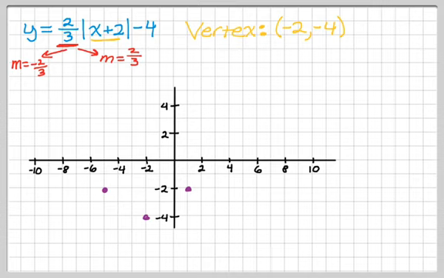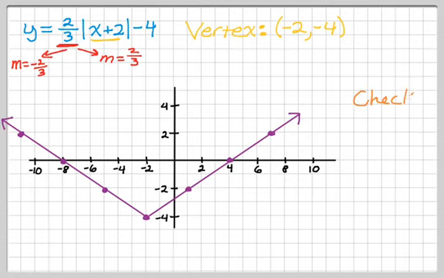From the point at 1, negative 2, I'm going to move up 2 over 3 to get to 4, 0. Then from the point at negative 5, negative 2, I'm going to move up 2, back 3, which takes me to negative 8, 0. And I'll do 2 more like that. Let me put in my graph. And now what I want to do is try to check. So that's my graph. I think I'm right.